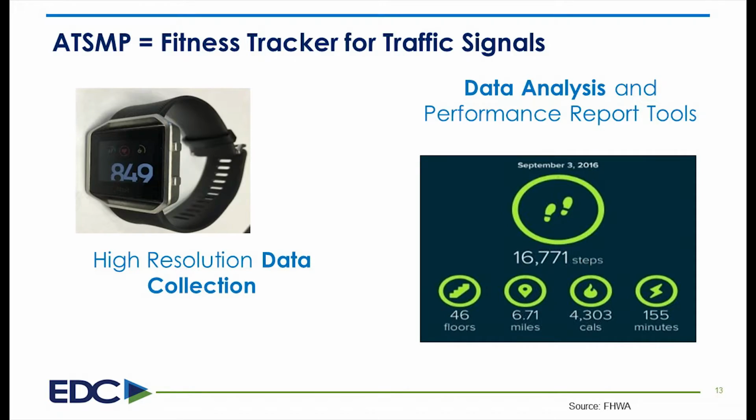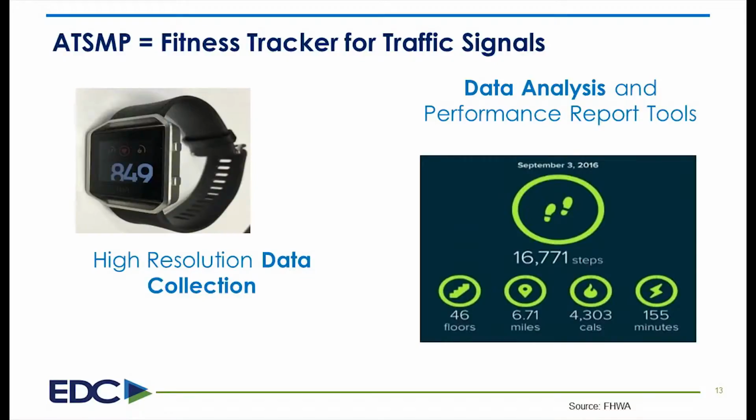If we really want to understand automated signal performance measures, a very good analogy for this is fitness trackers. Fitness trackers are effectively collecting higher resolution data. Inside a fitness tracker is an accelerometer, and it's just collecting high resolution information about the movement of your body. Then that data is translated using data analysis tools into a number of measures.